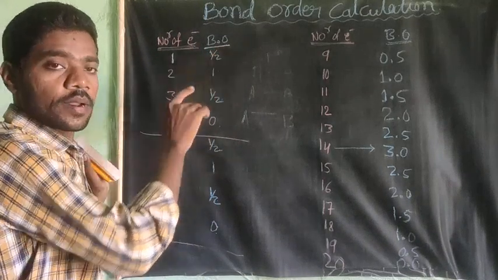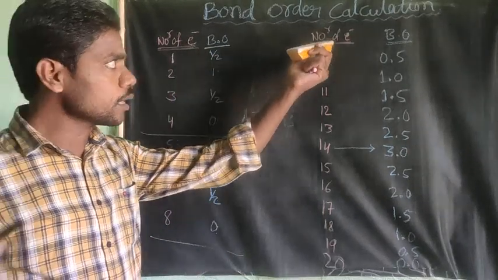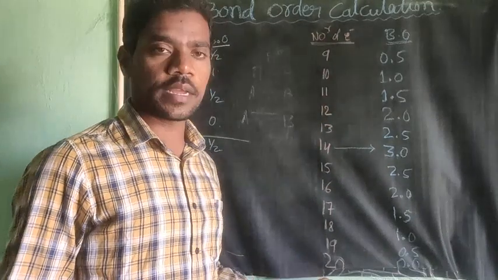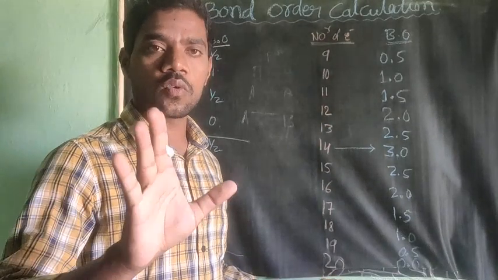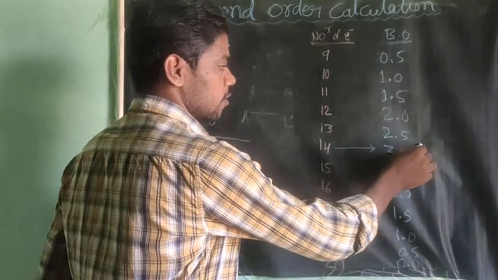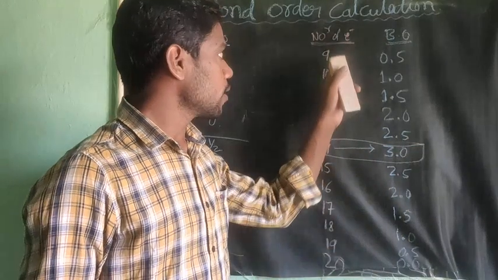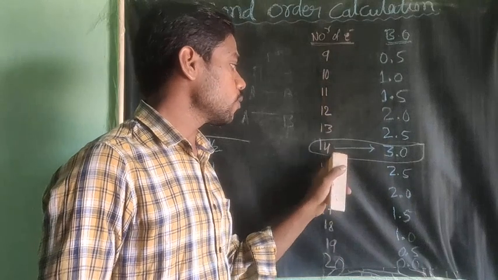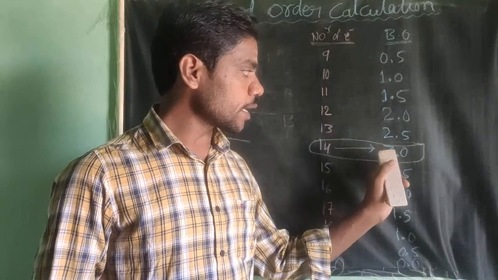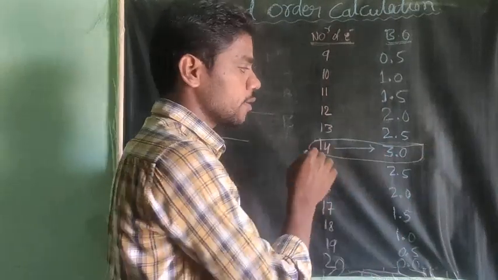Bond order means the number of bonds between the two atoms. Next, for more than 8 electrons, I have written 9 to 20. In your examination, they ask only up to 20 electrons, so that is sufficient. You remember this number 14. Write first 9, 10, 11, 12, 13, 14, 15, 16, 17, 18, 19, 20. At 14, write 3.0.